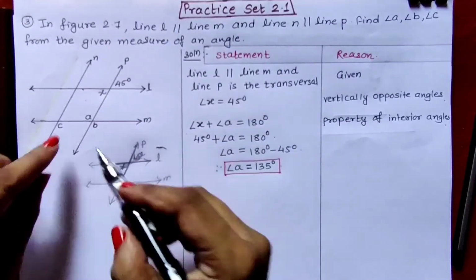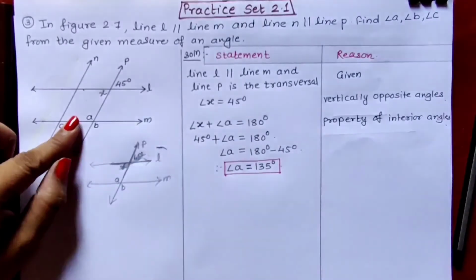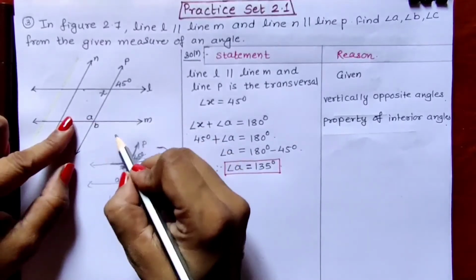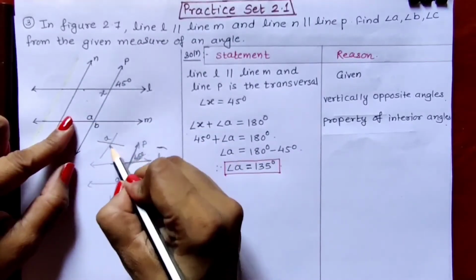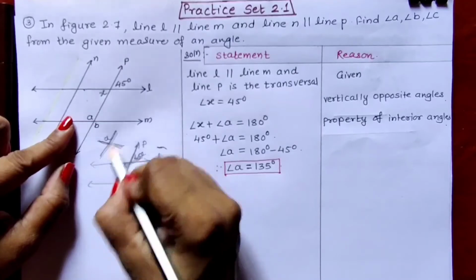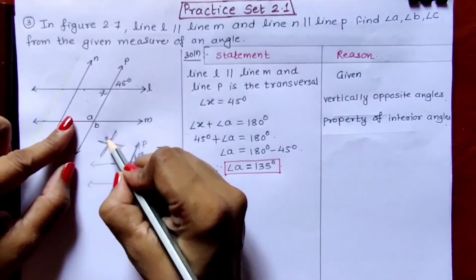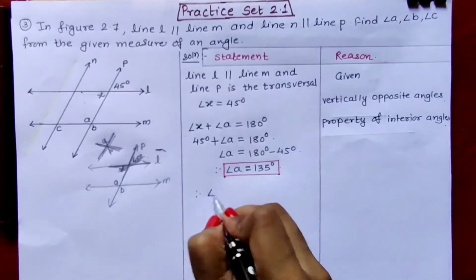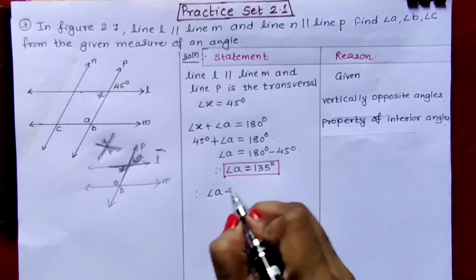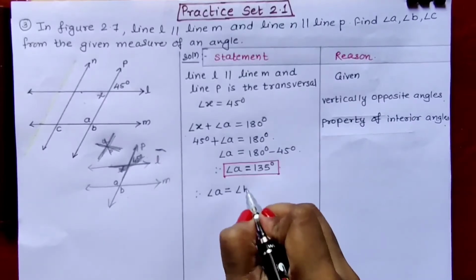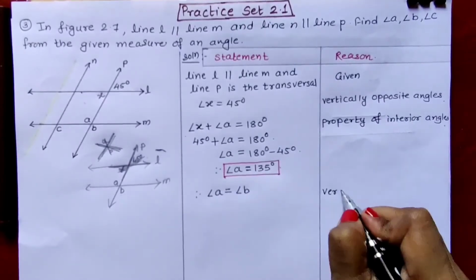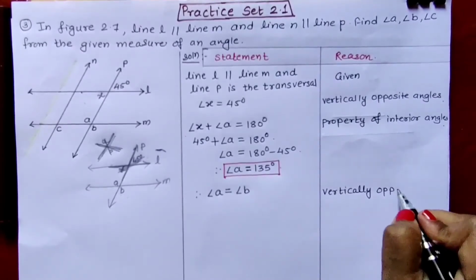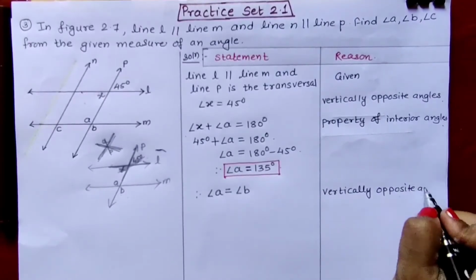So in this way we have got the measure of angle A. Now if you observe this A and B, they are again in the shape of X. They are vertically opposite angles. We can observe that this is angle A and this is angle B. They are in the shape of X, and in the shape of X they are always vertically opposite angles, and therefore angle A is equal to angle B, because they are vertically opposite angles.